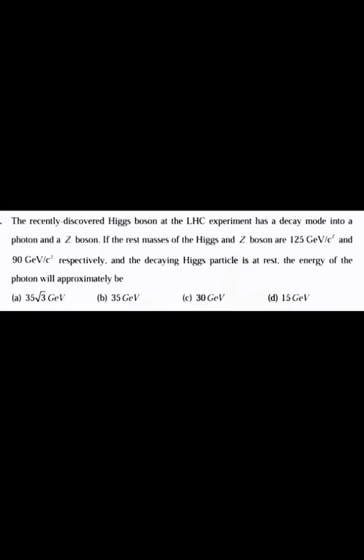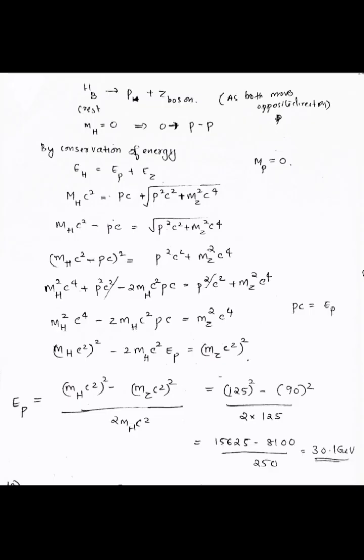The next question is, the recently discovered Higgs boson at the LHC experiment has a decay mode into a photon and a Z boson. If the rest masses of Higgs and Z bosons are 125 GeV by c square and 90 GeV by c square respectively, and the decaying Higgs particle is at rest, the energy of the photon will approximately be dash. Here we need to find the value of E P, that is the energy of photon.